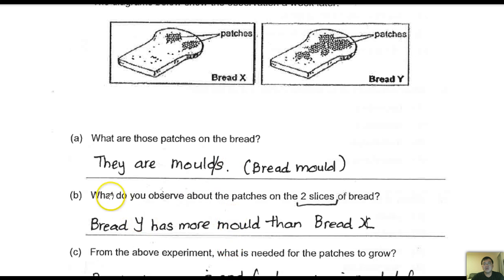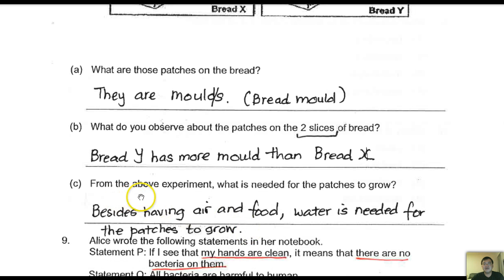Now what do you observe about the patches on the two slices of bread? Yes, they have patches here, they have patches there. This definitely has more and this has less. So bread Y has more mold than bread X. By the way, if you spell mold M-O-L-D, it's perfectly fine, because of the different spelling in different countries. Now, from the above experiment, what is needed for the patches to grow?